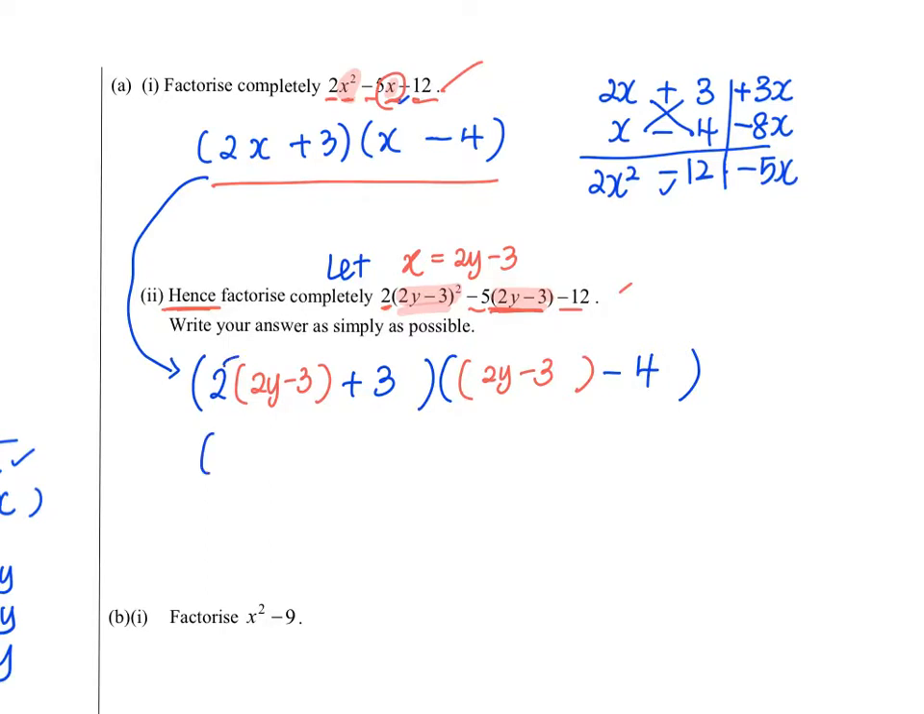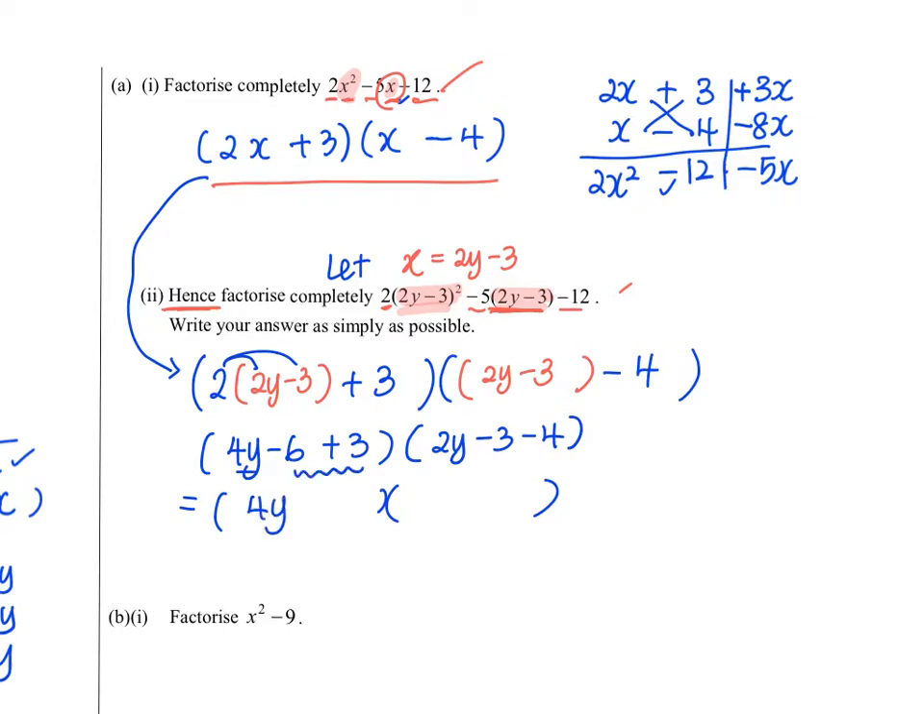So let us expand the factors inside. We have 4y minus 6 plus 3. This one is just 2y minus 3 minus 4. Simplifying our answers, 4y minus 6 plus 3 will give me negative 3. This is 2y. Minus 3 minus 4 will give me negative 7. So this will be the final answer. Have you gotten the concept? Now let me move to the last question for the day before we move on to the next lesson.